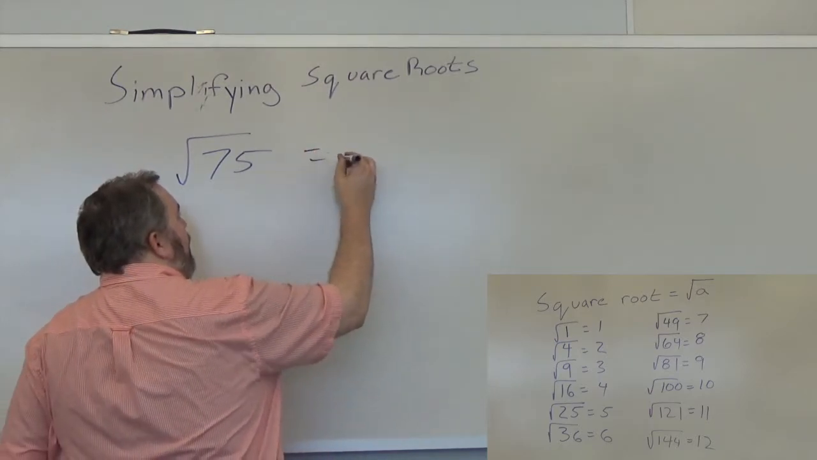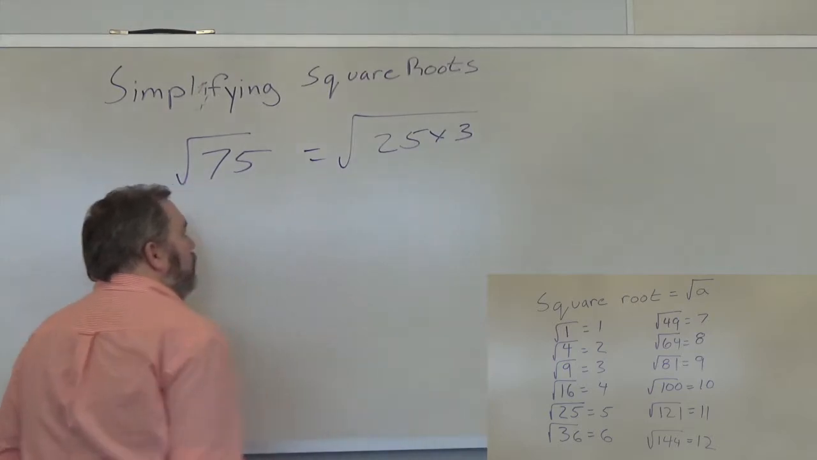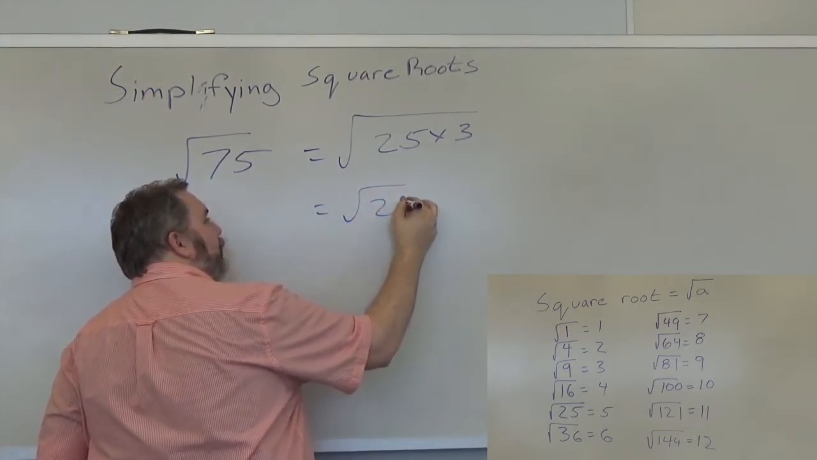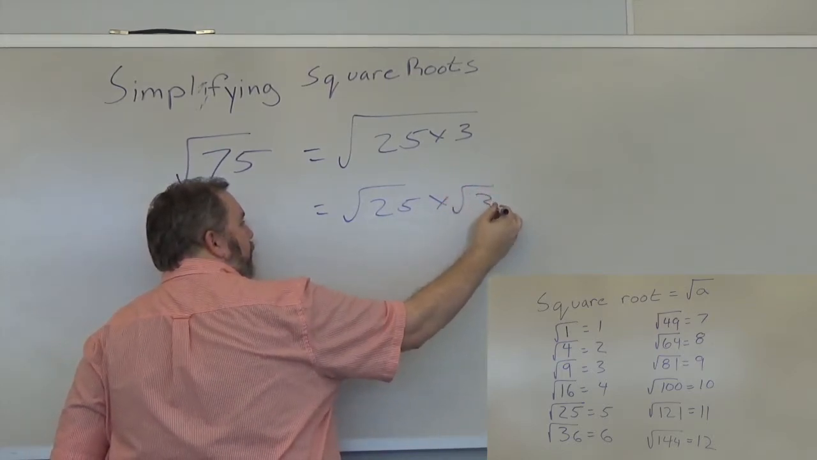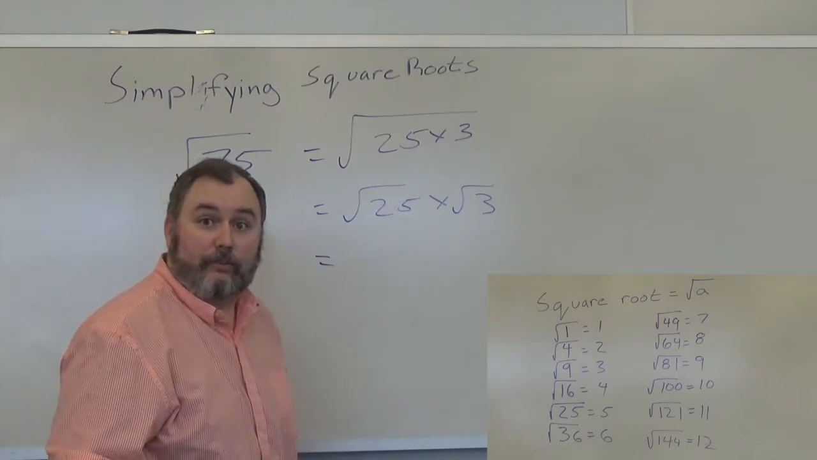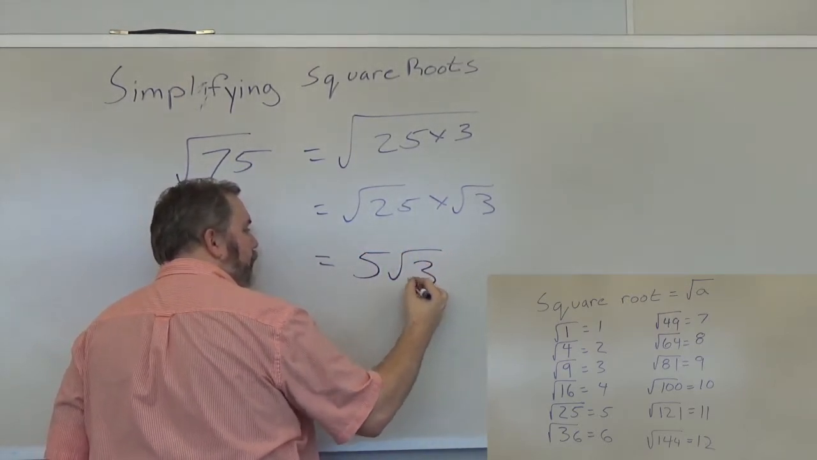So we can say 25 times 3. We can rewrite this as the square root of 25 times the square root of 3. And we know that the square root of 25 is a perfect square, so we can say 5 times the square root of 3.